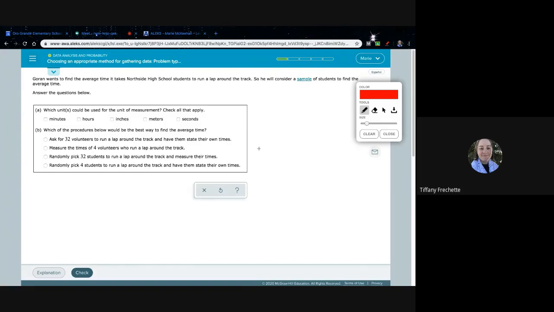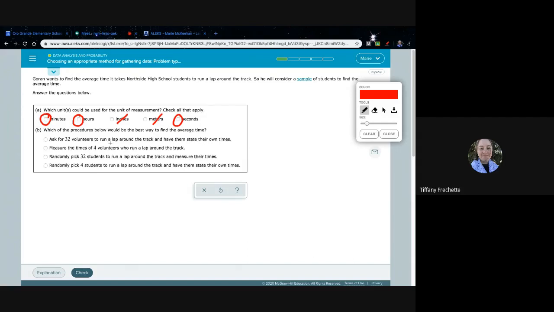So let's go to the next one. It says Garan, I think that's how you say that, wants to find the average time it takes Northside High School students to run a lap around the track. So we're going back to running a lap around the track, which was the example. He wants to consider a sample of students to find the average time. So we want time down here. Minutes would work. Hours would work. Inches, that's a length. Meters, that's a length. Seconds would work. Probably a very high number, but seconds would work.